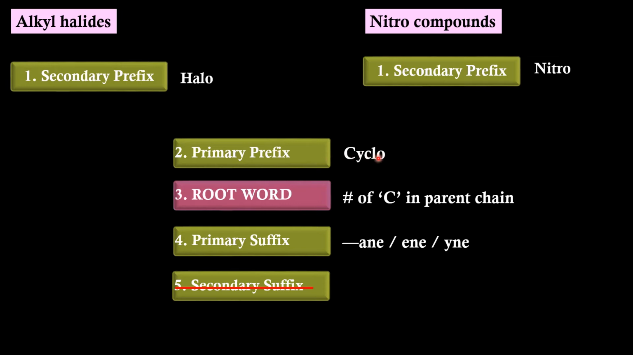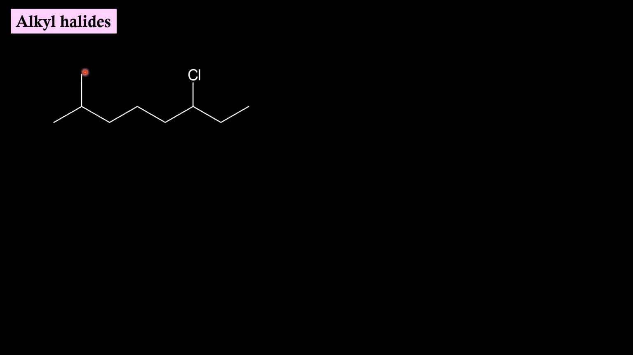Primary prefix indicates the cyclic nature of the molecule. Root word indicates the number of carbon atoms in the parent chain. Primary suffix indicates the linkage between the carbon atoms in the parent chain. If it is a single bond, ane; double bond, ene; triple bond, yne. For this molecule, both methyl and chlorine will act as substituents, so they will be considered as secondary prefixes. This will be our longest parent chain. We should start numbering from this end so that our substituents will get lowest locants.